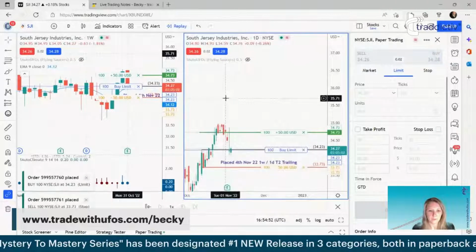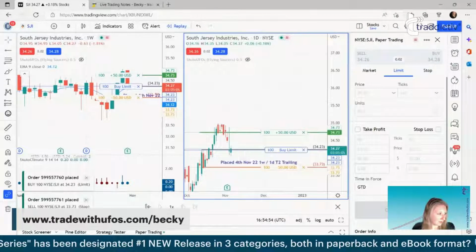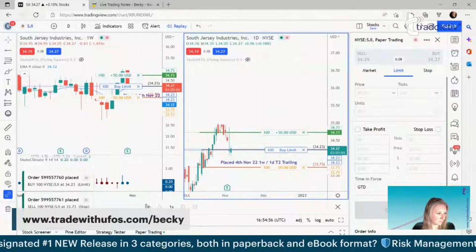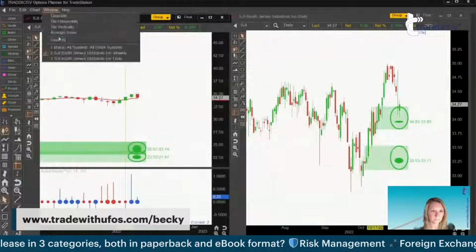there we go. So that's the 8th trade of the day. Let's now see if we can get one more in.